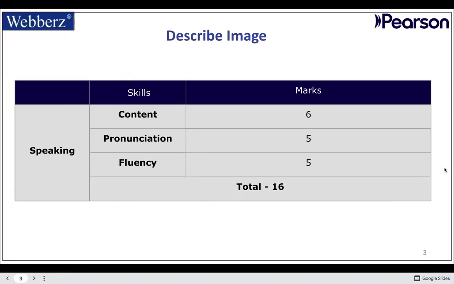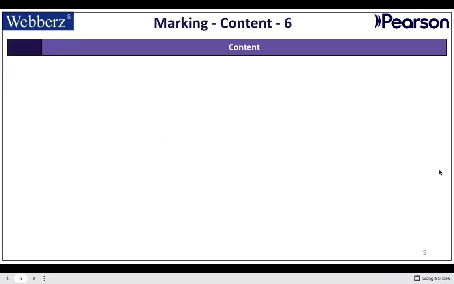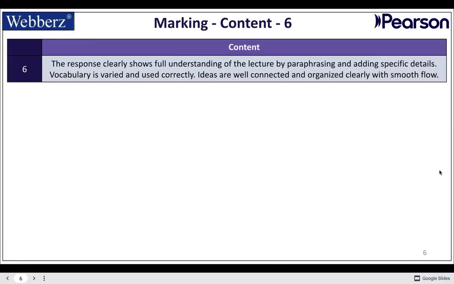The scoring is like this. For content, the highest marks are 6, pronunciation 5, fluency 5, and the total is 16. Now, what exactly is the scoring? Let us see the scoring of content first.